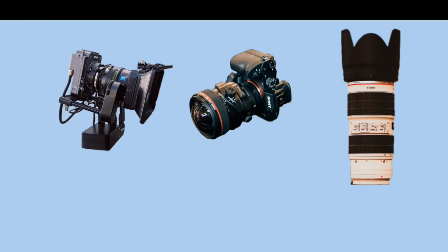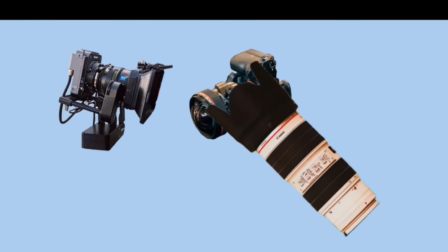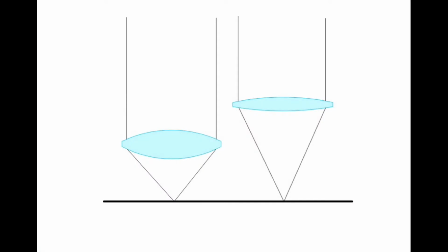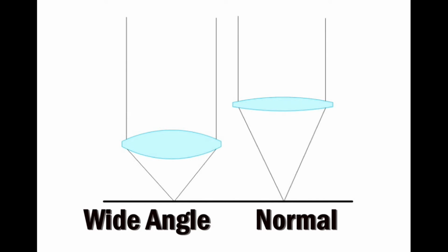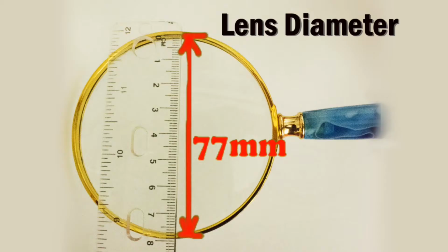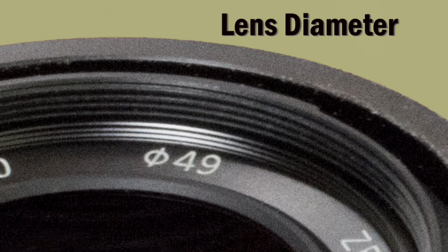Focal length. Real lenses are complicated, especially zoom lenses. For now, let's take a simple example. Two lenses, same diameter. The more convex lens focuses closer to the sensor and creates a smaller image. Think of a wide-angle lens. The distance between sensor and lens, at the best focus, that's the focal length. And that's not to be confused with the lens diameter, which is totally different.